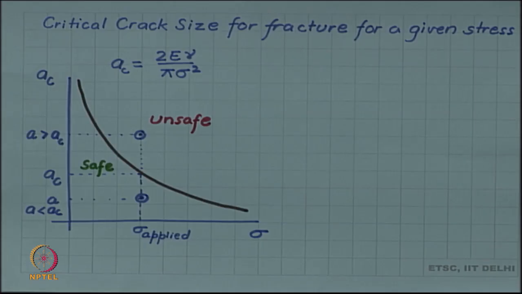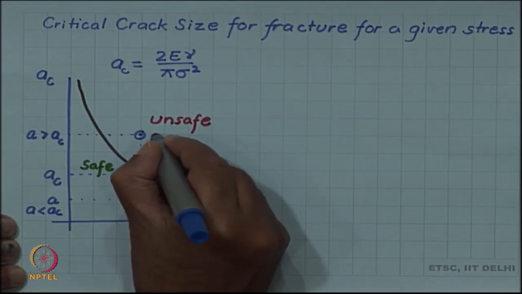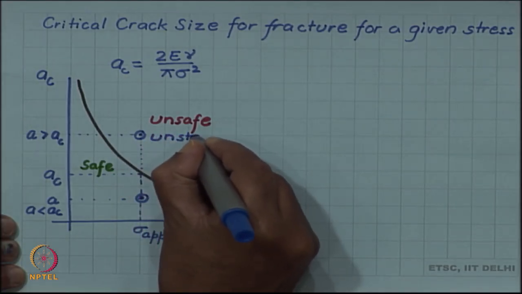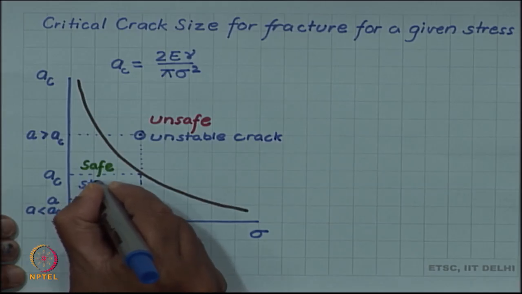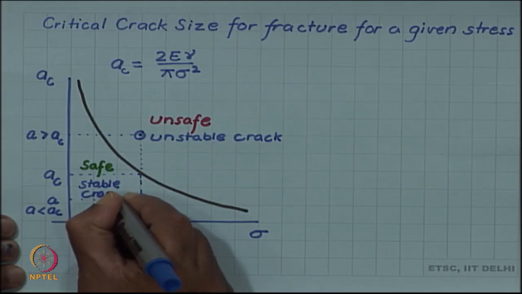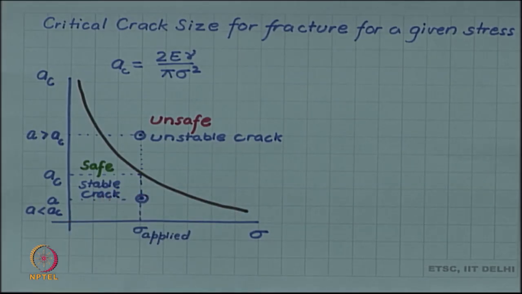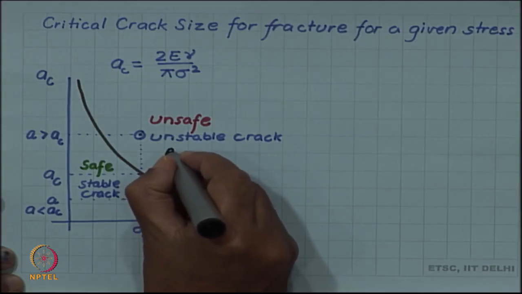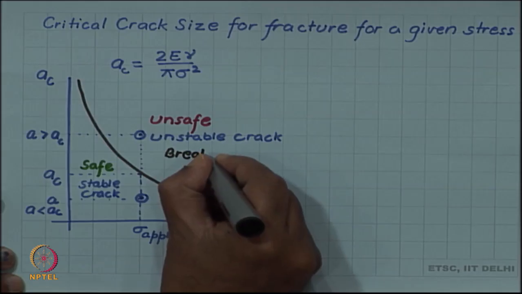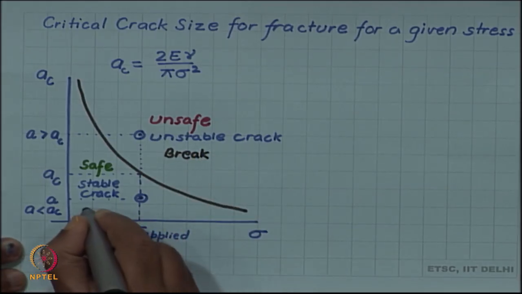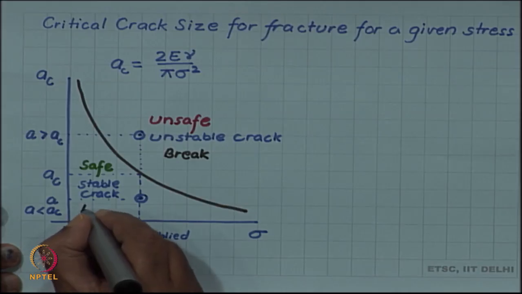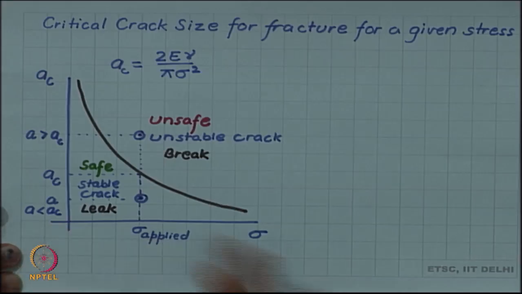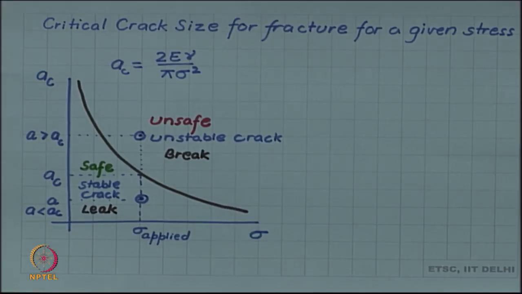We can also write this as unstable crack, because this crack will propagate, whereas this we can write as stable crack. This crack will not propagate. Thus, here the component will break, whereas here although the crack may be present, the component may not break, and if it is a component like a pressure vessel, then it will leak. So, it will leak, but it will not break, and here above the curve it will break.